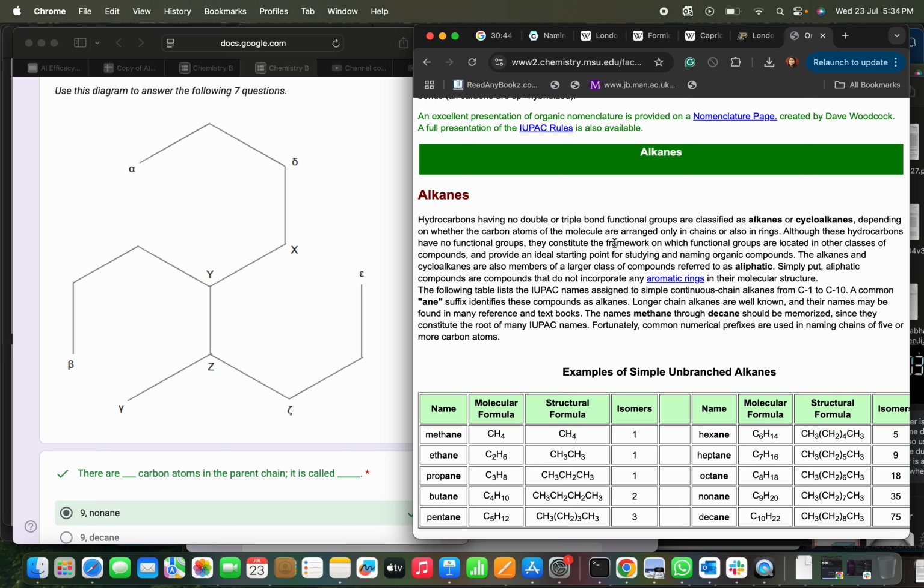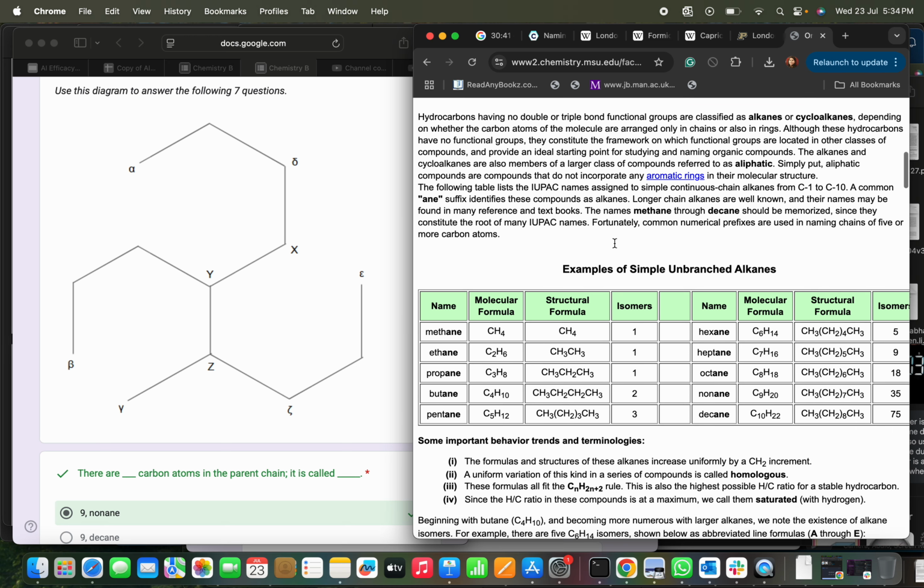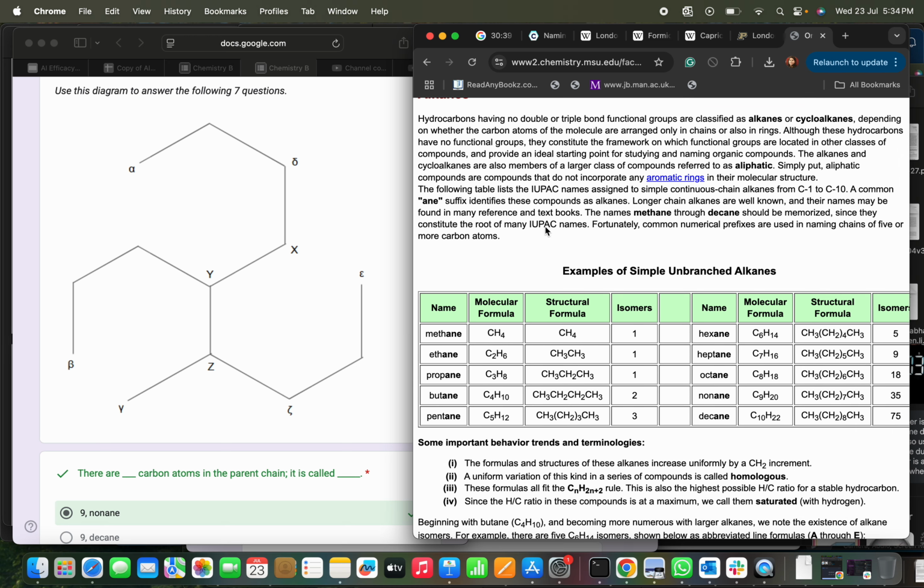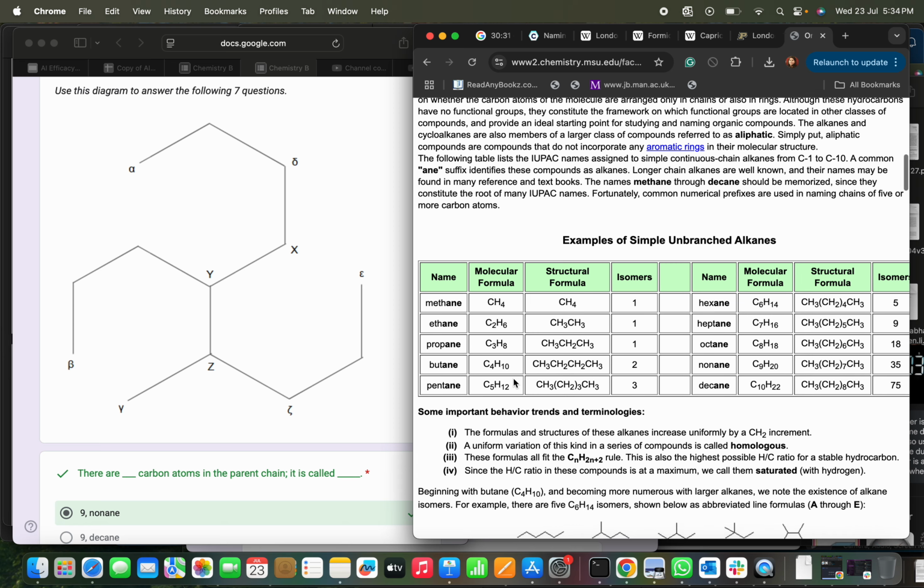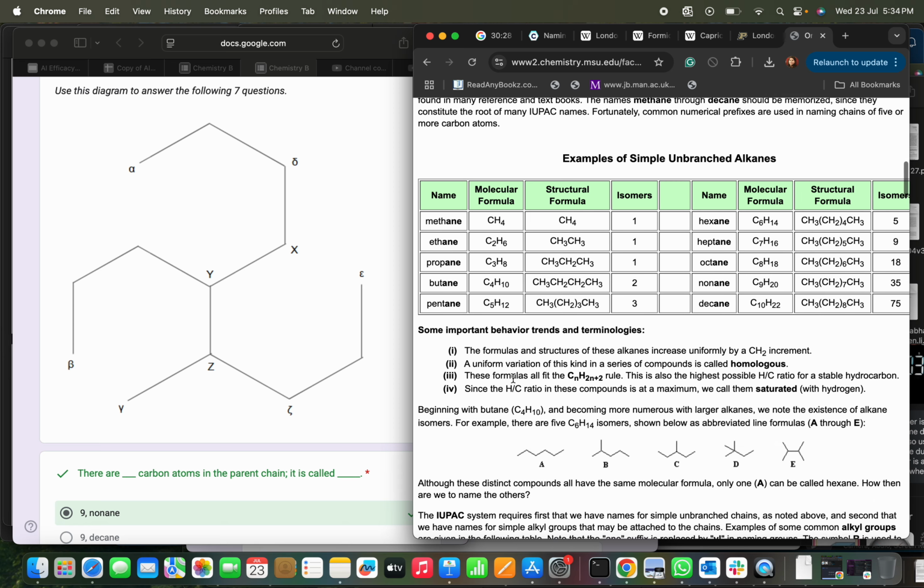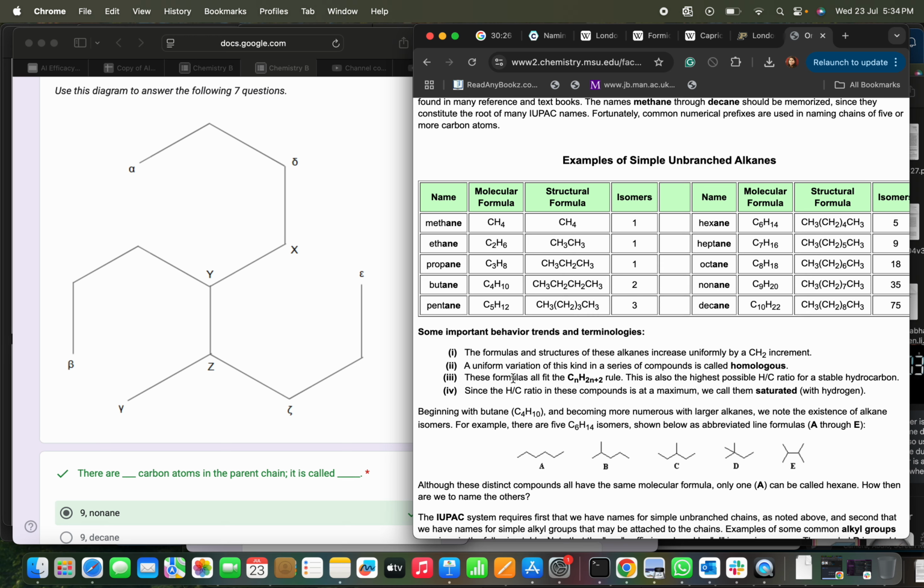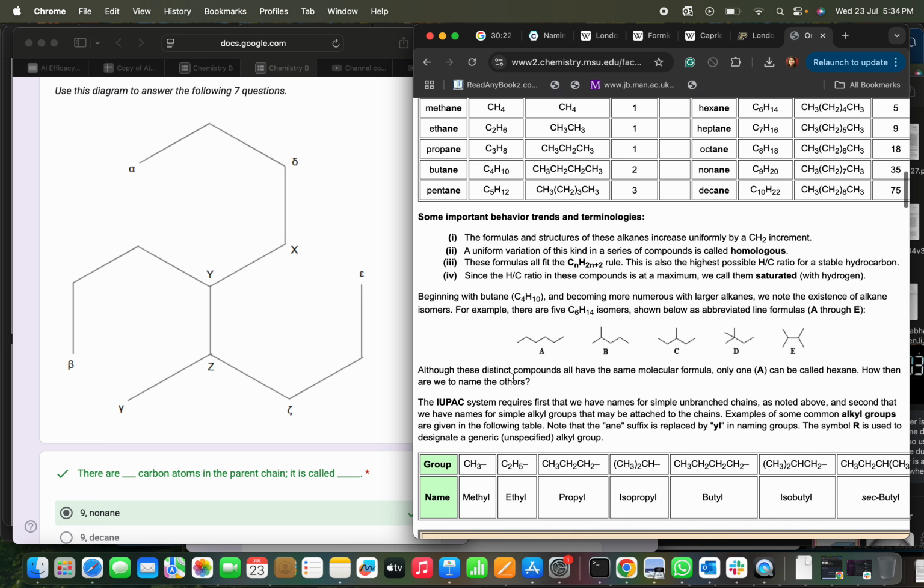Do not incorporate any aromatic rings. For the compounds listed in the names, a common series begins with methane CH4, then ethane, propane, butane, pentane. Formulas and structure increase uniformly, and this uniform variation is called homologous.